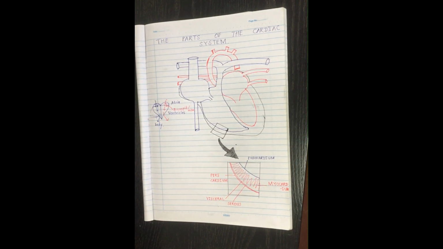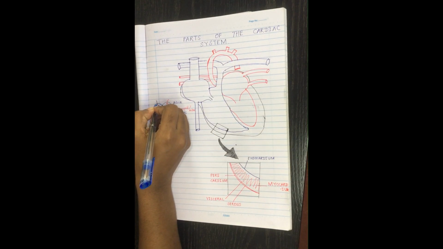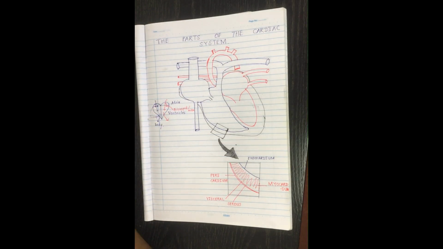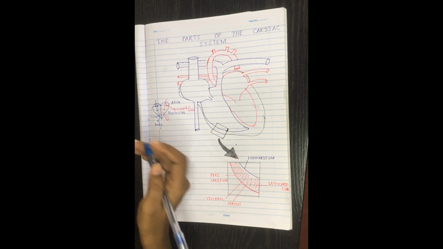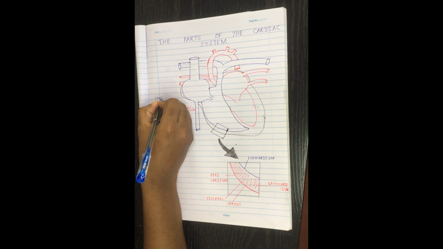So here I've used 2 color pens. Why did I use a blue pen for the left atrium and a red pen for the right atrium? Because of the level of oxygen. Now I'm going to talk about the oxygen level. Here the blue arrow shows low oxygenated blood, in the sense that it delivered all its oxygen to the body and is coming back to the heart. So this is low oxygenated blood.